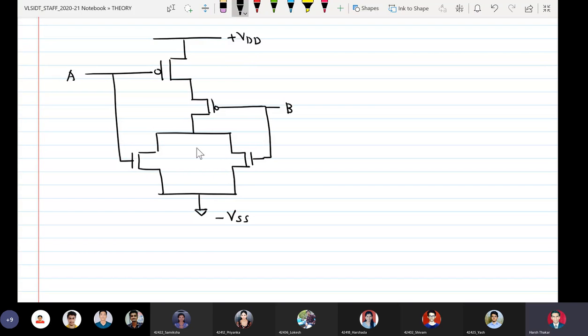So if there is a metal blob which falls between the output node, then it acts as a resistive short. So I can say this is RM1, metal 1. Okay, so this is an example of resistive short.